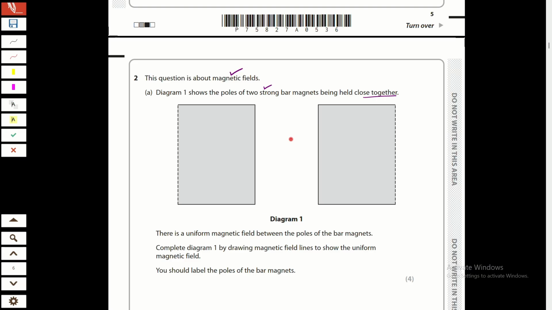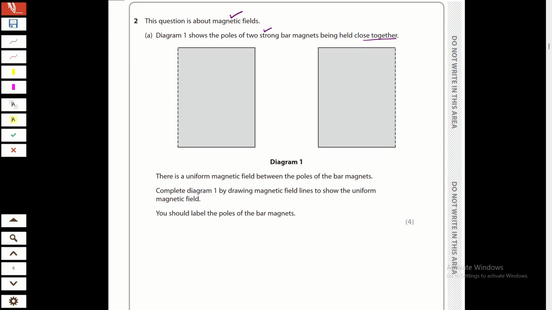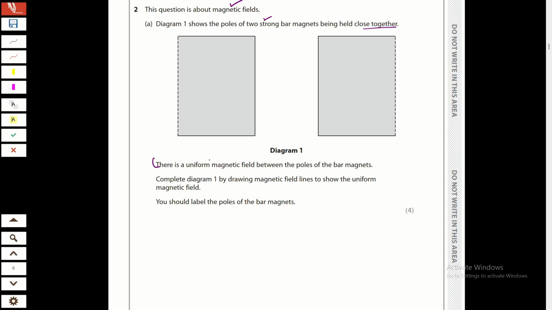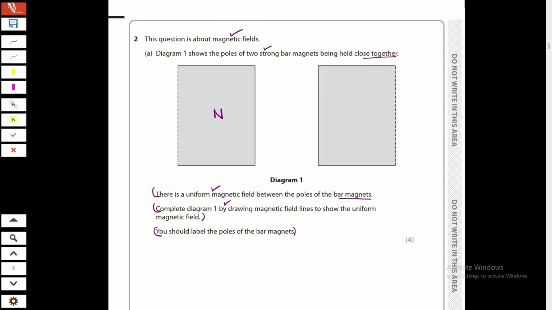Strong bar magnets, and the bar magnets are actually held very close to each other. There is a uniform magnetic field between the poles of the bar magnets. Complete diagram 1 by drawing magnetic field lines to show the uniform magnetic field. You should label the poles of the bar magnets. First of all, uniform magnetic field exists between opposite poles. That means if I consider this pole to be north, this must be south. Or if I consider this as south, this must be north. So let's say we considered the left bar magnet to be north and this one to be south.